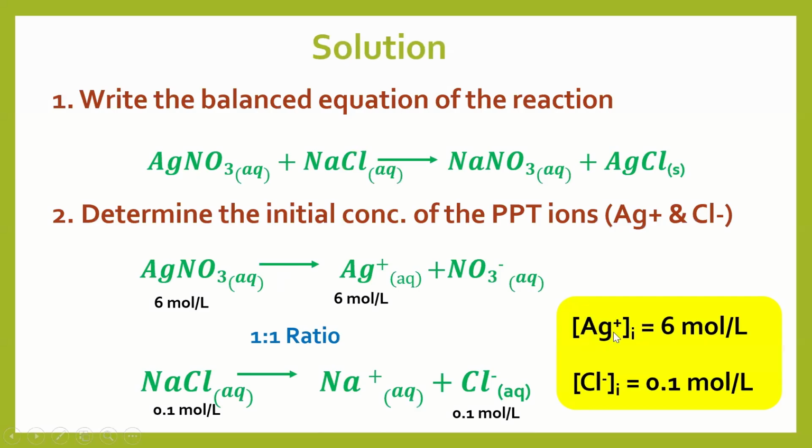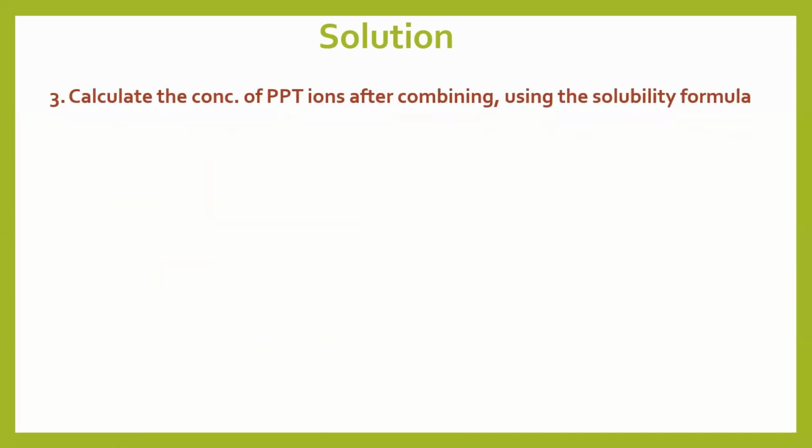The initial concentration of the silver, this is the Ci, if you remember, is 6 mole per liter. And the initial concentration of the chloride, Ci for chloride, is 0.1 mole per liter. This is a crucial new piece of information. Step number 3, calculate the concentration of the precipitate ions after combining. The previous step is the concentration before combining, the initial concentration.